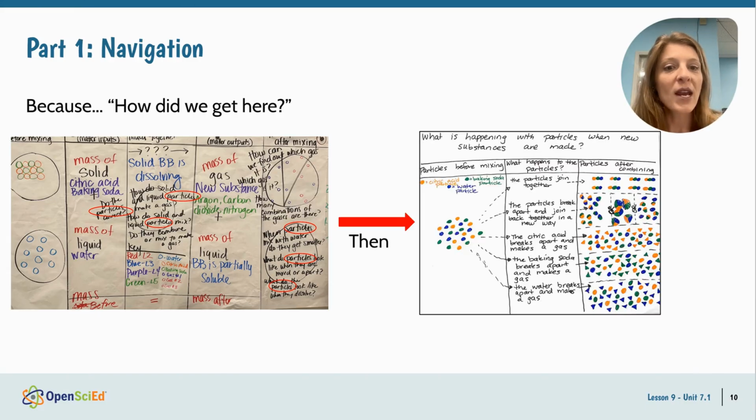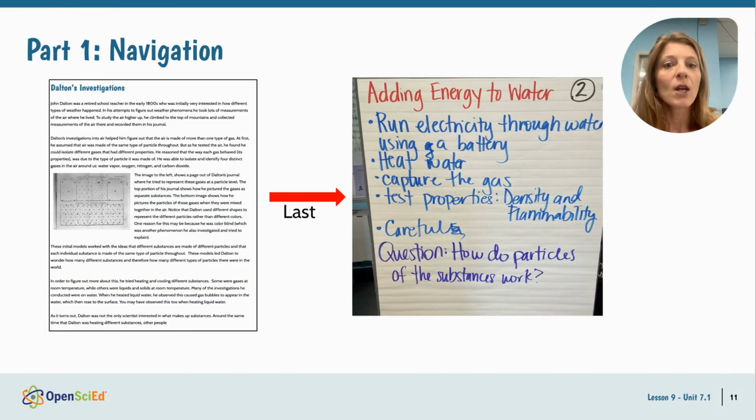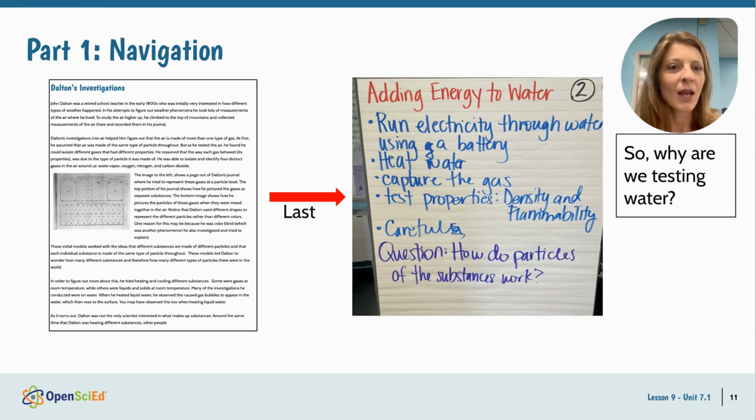So from here, we then made a model to show what we thought the particles were doing. But really, we were unsure of whose ideas were right. So in order to move forward from here, we read about Dalton, who was also studying particles just like us. At the end of this reading, we decided that we wanted to do 2 new investigations. One was adding heat to water, and a second was running electricity from a battery through the water. So then I asked my students, so why are we testing the water? And hopefully this navigation will also help your students to see the importance of this lesson.